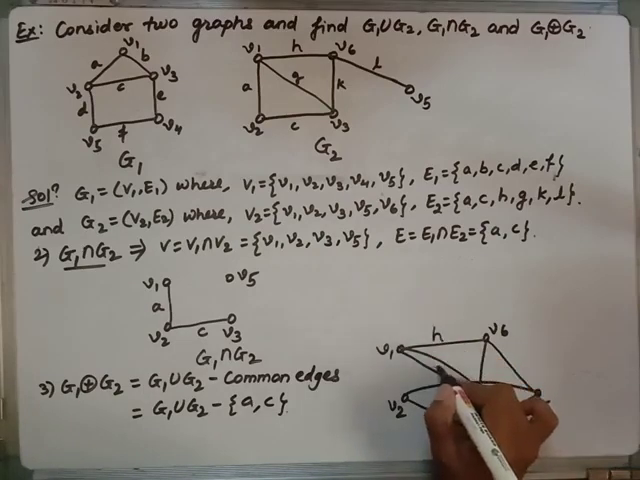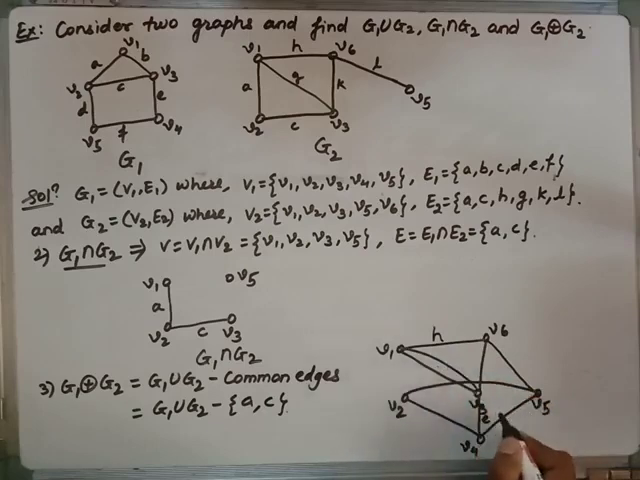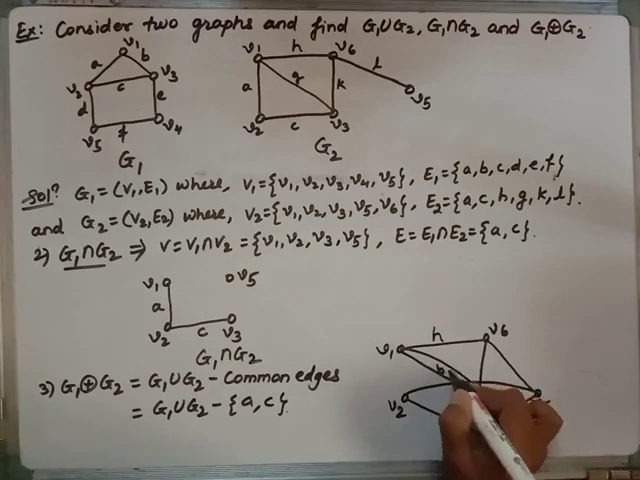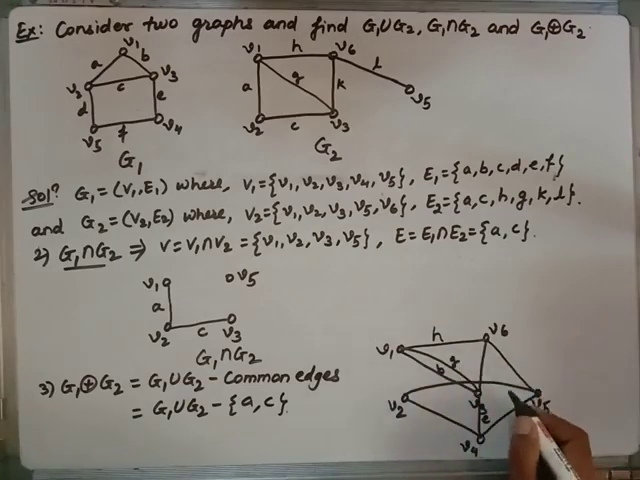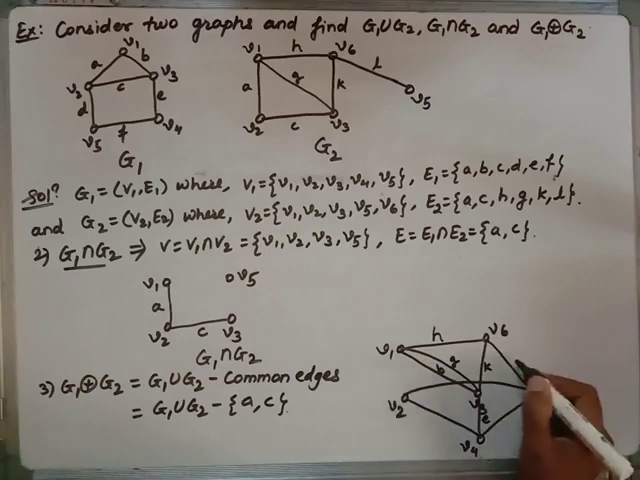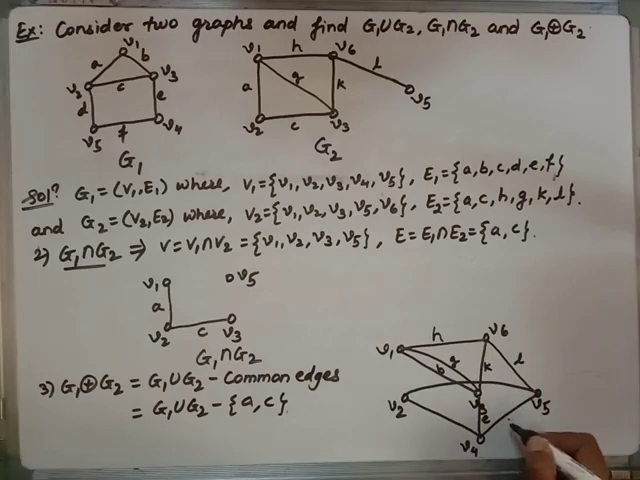This is B and G. Here it is K. This is L. This one V4 to V5 F, right? And V2 to V4. V2 to V4. Now there is no H in between these. Sorry for that. Okay. So this is a graph.